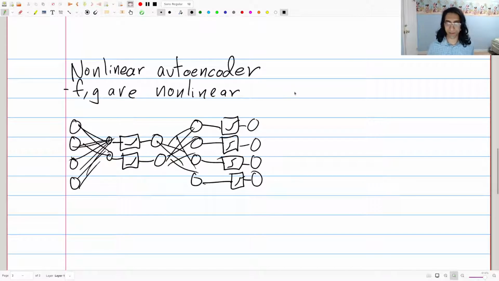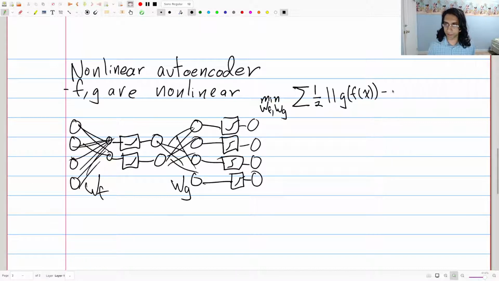Let me just write the loss function again. We want to minimize over, say, WF, WG, where those are the weight matrices here, of the exact same thing as before, essentially: G of F of Xi minus Xi, L2 norm squared. So this essentially says just do the exact same thing as before. The only reason I write them as F and G instead of just WF is because F and G also capture these nonlinearities that we're applying.